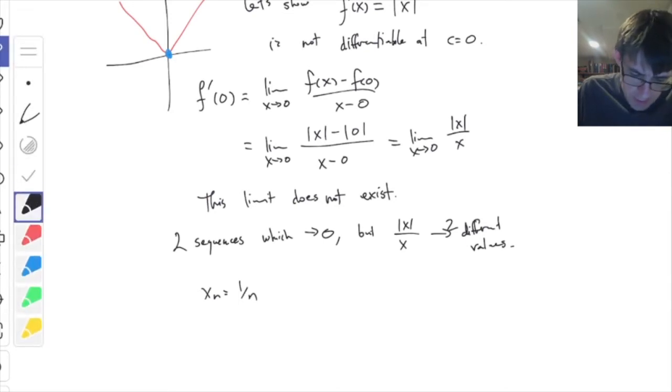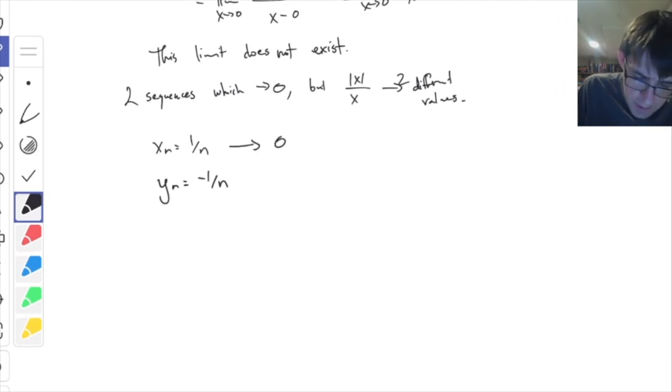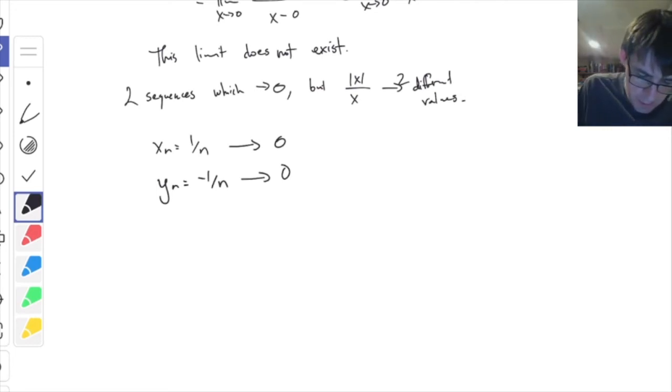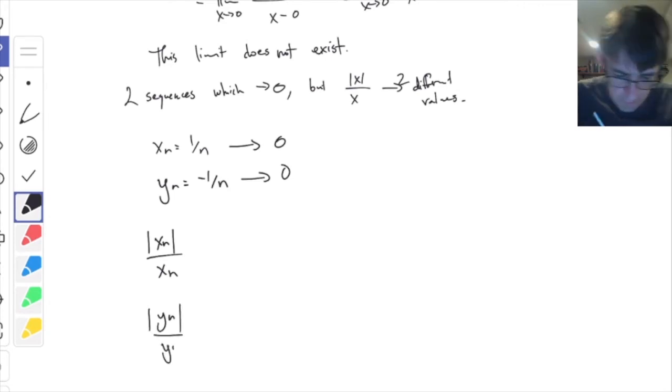So x_n is 1 over n, and I'll call y_n minus 1 over n. They both indeed do approach 0, which is what we want. But their values, when you plug them into now not the function f, but the derivative expression, absolute value of x over x, I'm going to look at absolute value of x_n over x_n, and separately absolute value of y_n over y_n. I'm plugging each of those two sequences in, and hopefully they converge to two different values.